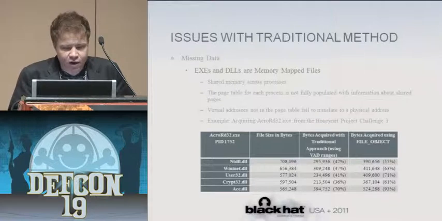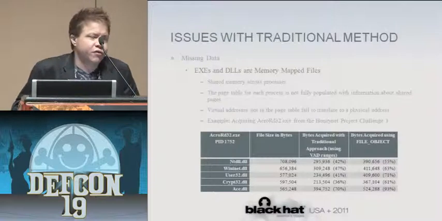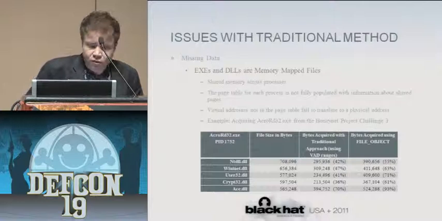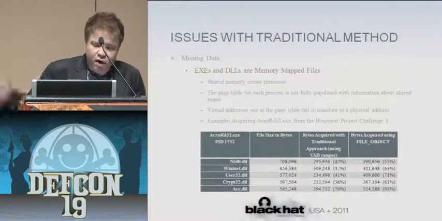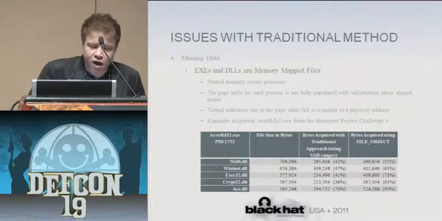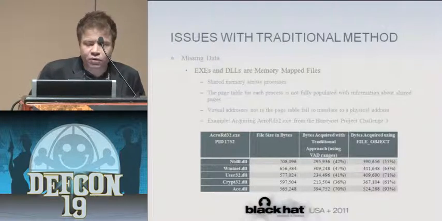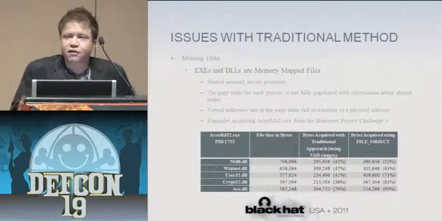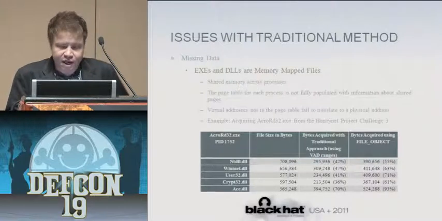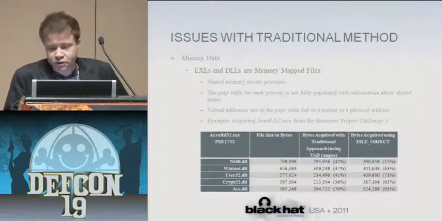And here's an example. I've taken the HoneyNet Project Challenge 3. If you're familiar with that, that was a memory image that came out about 1.5 years ago. I acquired these files out of the memory image, and there I just chose files at random. You see the file size there in the first column, and then the bytes acquired with the traditional approach. So that's using the VADs: a starting virtual address, ending virtual address, and using the DTB of the process to acquire it. And that's how much of the file that we could acquire.